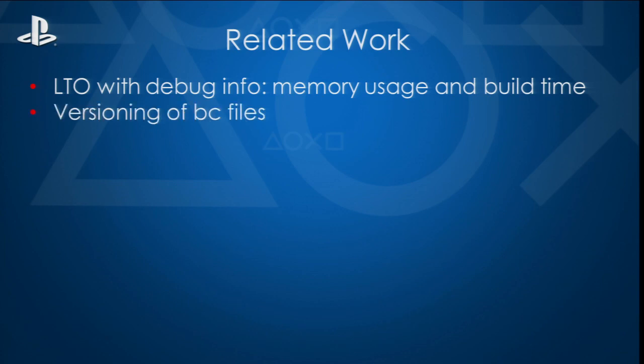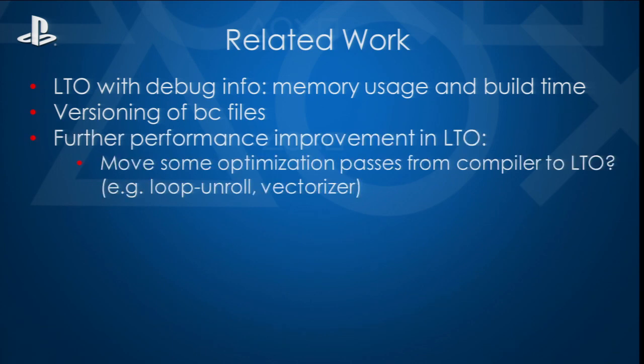We would like to add versioning to LLVM IR so that the LTO library can detect IR incompatibility and handle them better. We have a patch under review. And further performance gains in LTO. For example, maybe it will make sense to reorganize some of the optimization passes in the compiler.